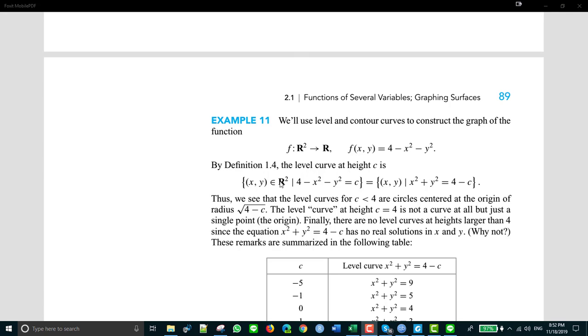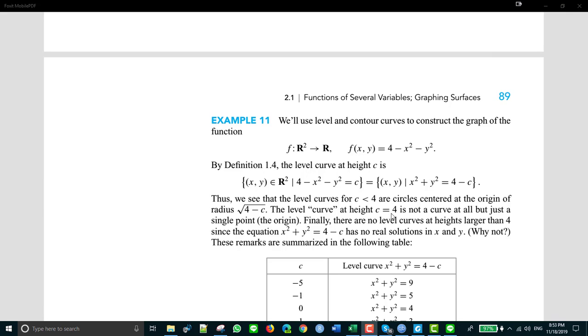By definition, the level curves are the points in the plane, so points in R2, such that this equals c, and we can let c equal various values. Or we can also write it's a set of (x, y) such that x squared plus y squared equals 4 minus c. Thus we see that the level curves for c less than 4, then this side is positive, are circles centered at the origin and of radius square root of 4 minus c.